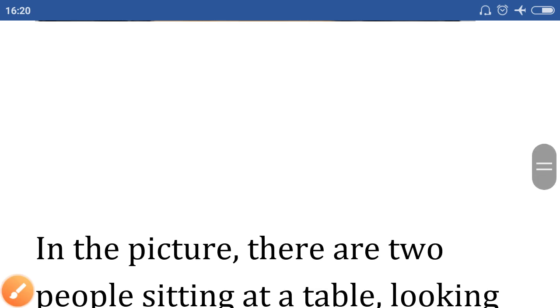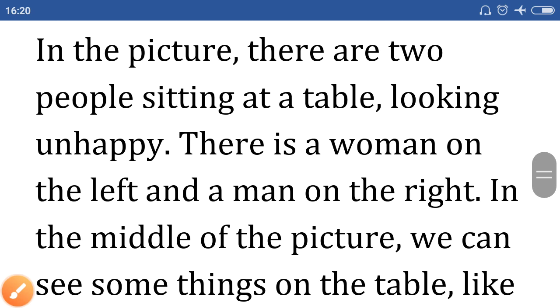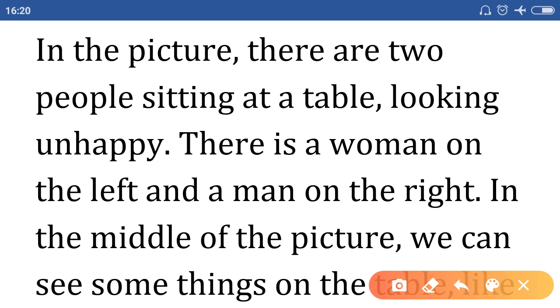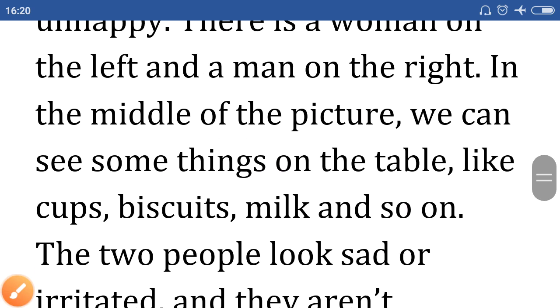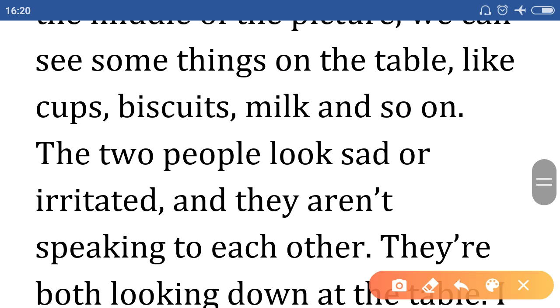Now let's take a look at how he describes the picture. In the picture there are two people sitting at a table, okay, we have already discussed. They are sitting at a table looking unhappy, they don't look happy because we have already discussed. There is a woman on the left and a man on the right, so we have told them the position. She is sitting on the left and he is sitting on the right. In the middle of the picture we can see some things on the table. So there are some objects on the table like cups, biscuits, milk and so on.